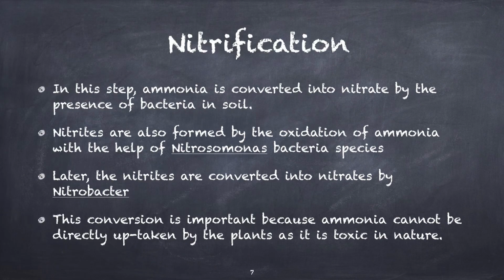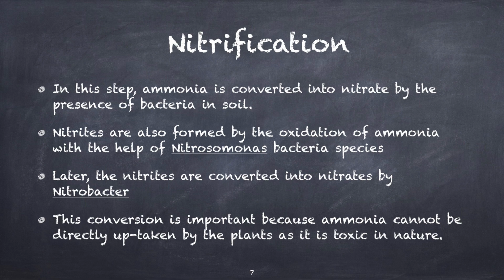For the next step, we have nitrification. Nitrification is where ammonia is converted into nitrate by the presence of bacteria. So first of all, nitrites are formed. Nitrosomonas bacteria help in the formation of nitrites from ammonia. Later, these nitrites are then converted into nitrates using Nitrobacter.